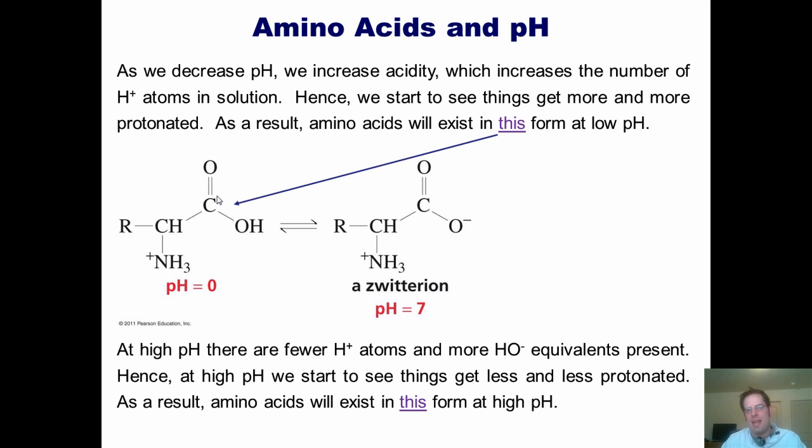Now at high pH, we see the opposite trend happen. That is, at high pH, we see fewer and fewer H+ atoms and more hydroxide, OH- atoms or OH- equivalents in solution. Hence, as we increase pH, we start to see things get deprotonated more and more and more. So once again, as we increase pH, we decrease the amount of H+. We start to see hydrogens get removed from molecules.